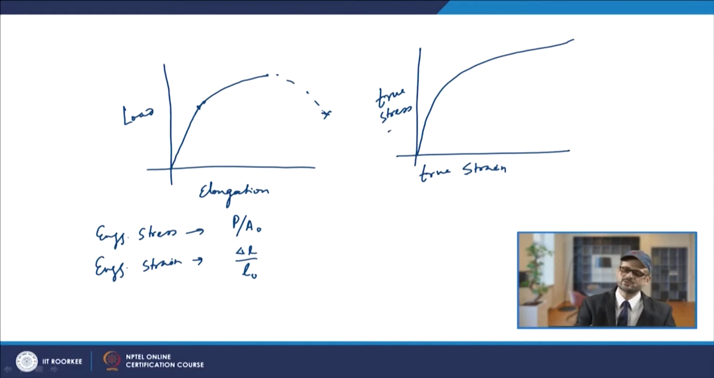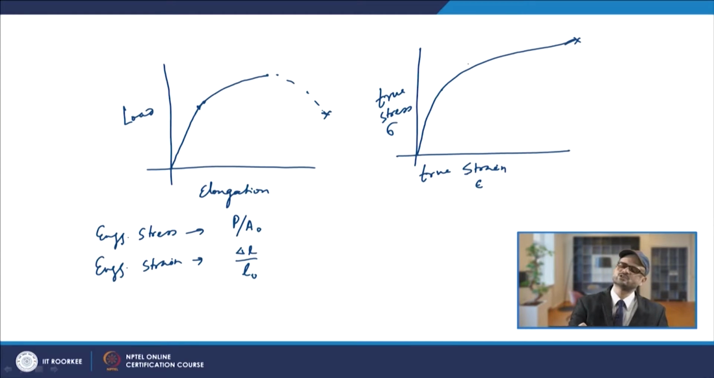You represent it as sigma and epsilon, and if you look at this, it will be similar up to the yield point region, maybe to the proportional limit. But after that, what you see is that this value does not decrease, as it does in the engineering curve. In fact, it goes on increasing till the fracture point. That is basically the difference between the true stress and true strain curve.